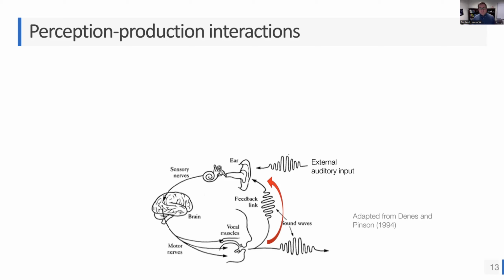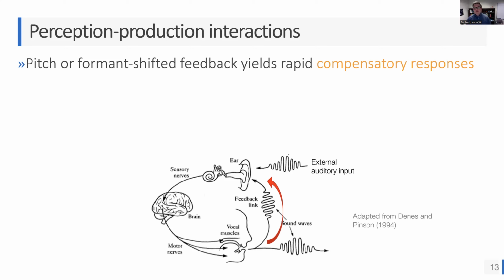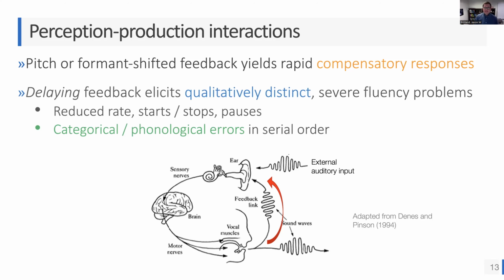So for example, if we repeat a sound, we get external auditory input. We're supposed to repeat a word like dog. Our brain programs the musculature to do it, and we produce that sound wave, but we also hear ourselves saying it. And we know from experiments like those formant perturbation experiments and also pitch perturbation experiments that we can yield rapid compensatory responses, at least some of the time, when we hear errors via our own self-generated feedback. Okay? However, delaying auditory feedback, so we shift what we hear in time by, say, 200 milliseconds, elicits qualitatively different kinds of responses. In particular, severe fluency problems in many people who are speaking under these conditions. This takes the form of reduced speech rate, starts, stops, pauses.